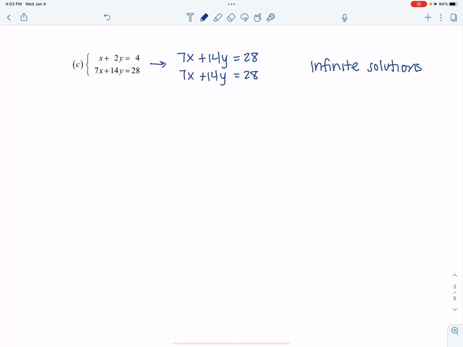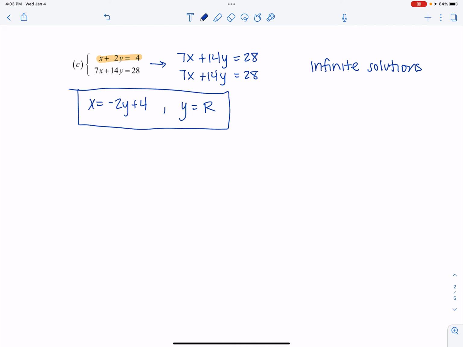And so let's solve for x. So let's start back here and find out what is x. x is negative 2y plus 4. And y can be anything, so we'll just put y equals r. y equals any real number. And there we go. This is an infinite solution problem because y can be anything, and then we get x.